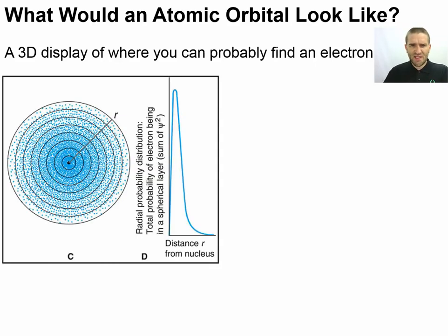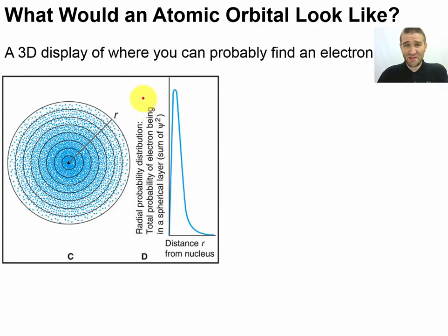Now, if we were to take a dot plot and have our nucleus right here in the center, as you get further and further out from the center along the radius, you're going to have less and less chance of finding the electron there. It's never going to drop down to a 0% chance. It might be a 0.0000001% chance, but there's still some tiny little chance.